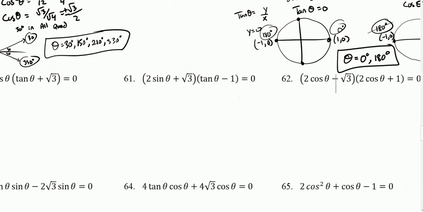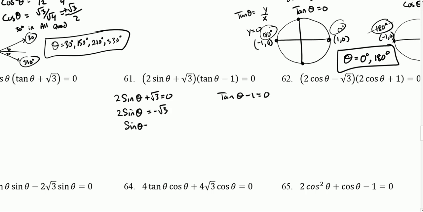61. 2 sine theta plus root 3 equals 0, and tangent theta minus 1 equals 0. So 2 sine theta equals negative root 3. Divide by 2, sine theta is negative root 3 over 2. Tangent here, theta is equal to 1.